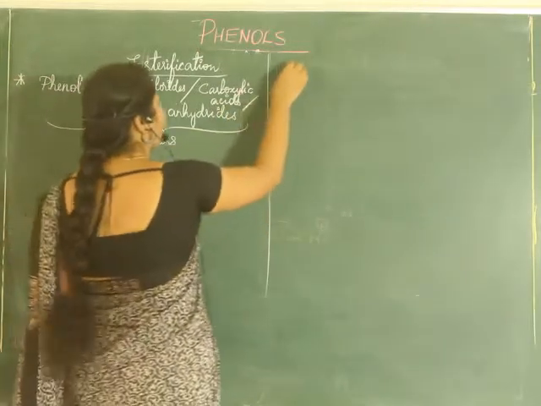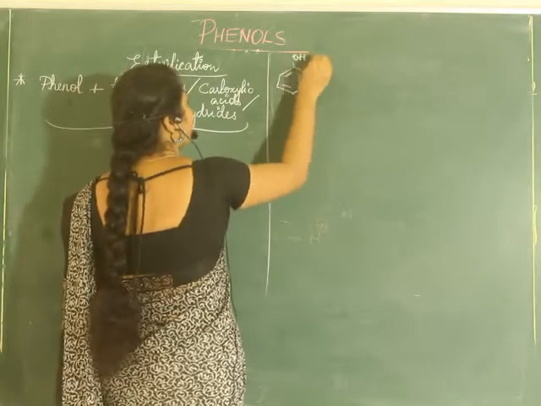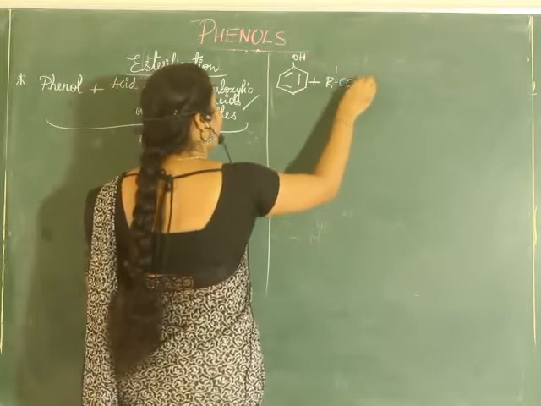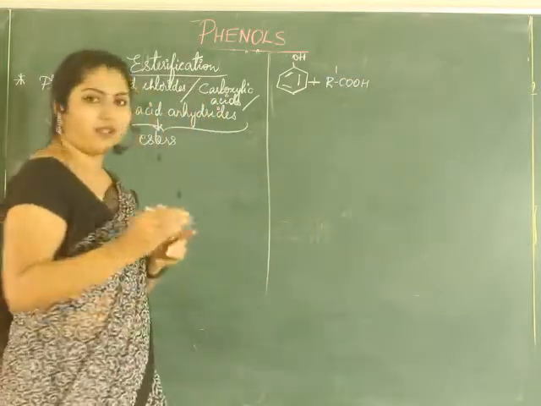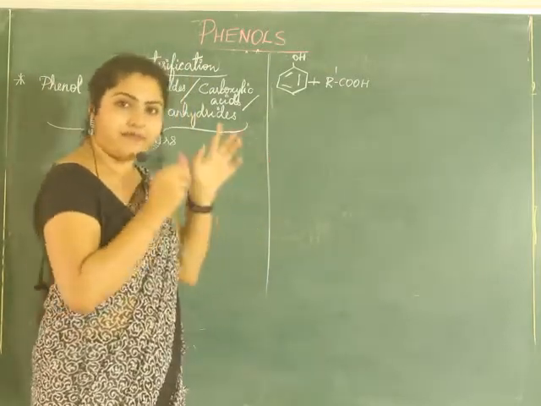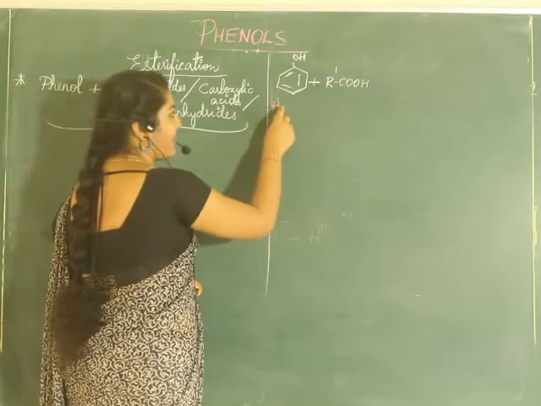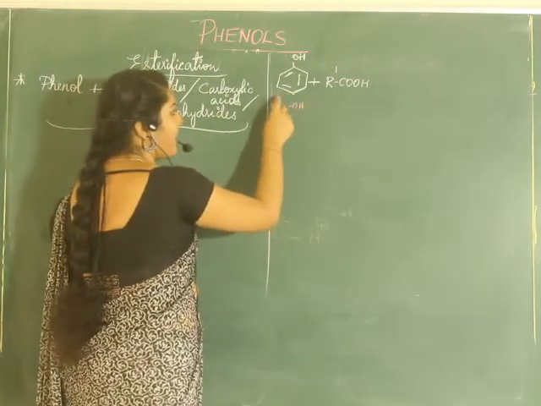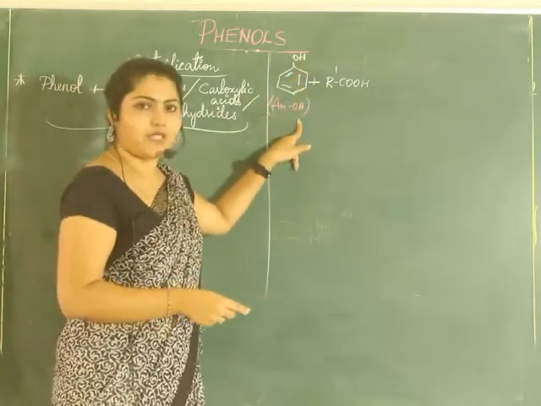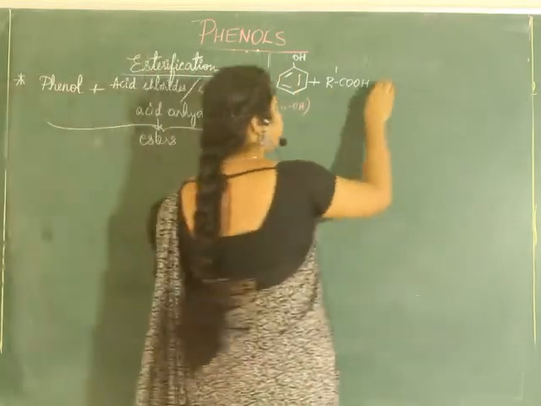We'll say carboxylic acid. Phenol reacts with carboxylic acid. I'll take it as R-COOH. In the textbook, for simplification's sake, I have written the OH phenol group this way, or the phenol structure this way. In your textbook, instead of this, they have mentioned it as ArOH. That means an OH is attached to the aromatic ring. This can also be given as R-. I'll write the same way.